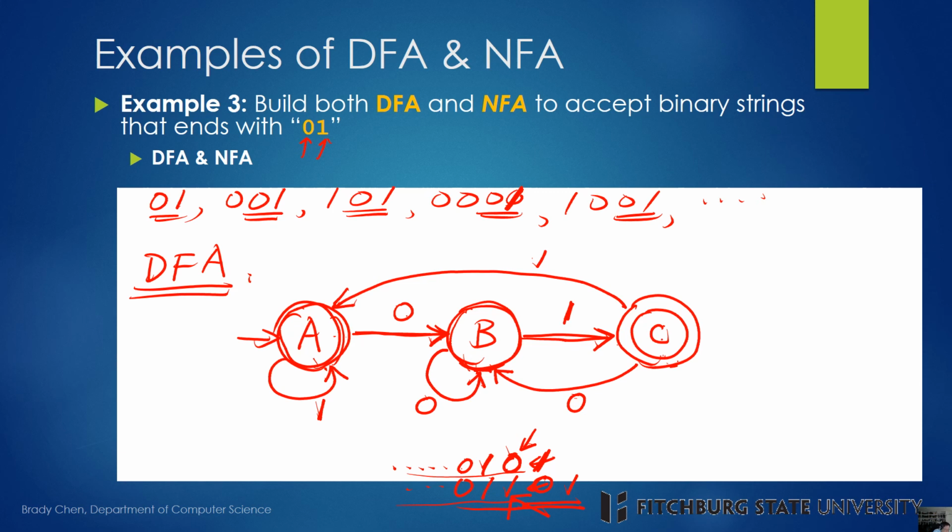Okay. We look at A, B, C. For each state, we define the next state for all input values. That's the deterministic finite automata that accepts the binary strings that ends with 0, 1.